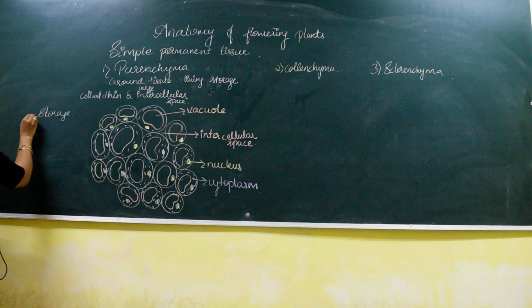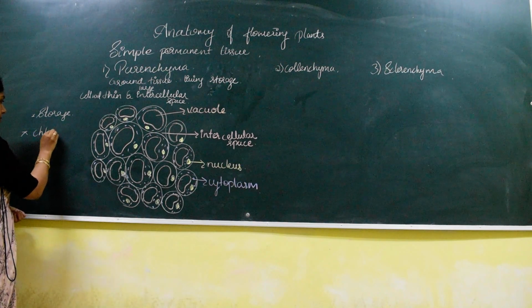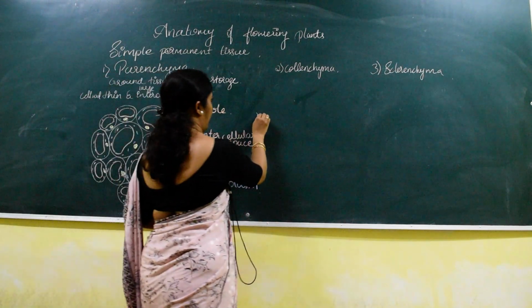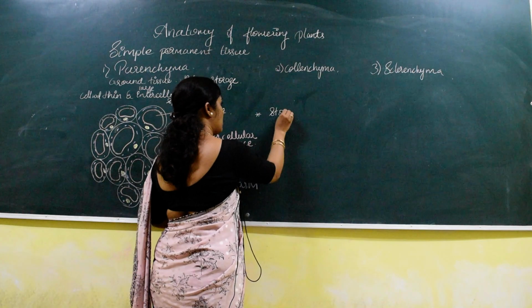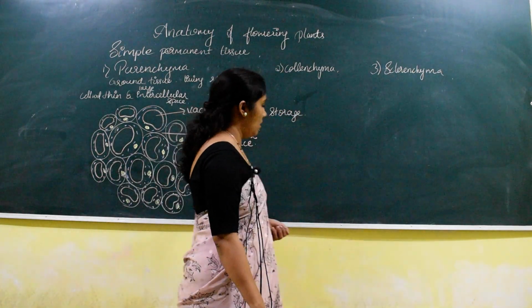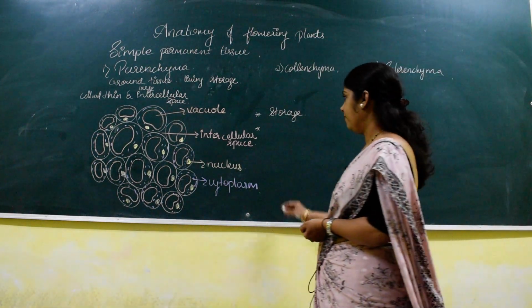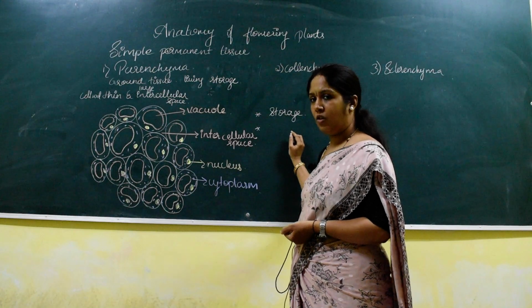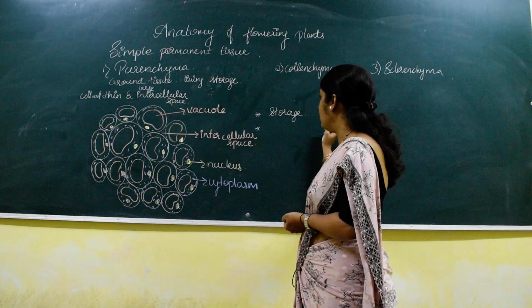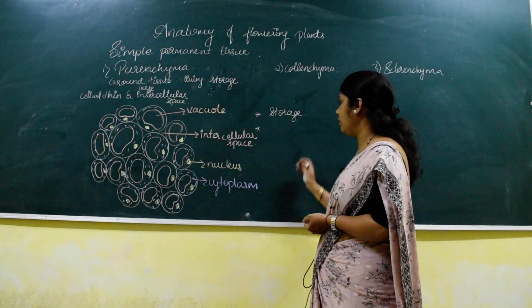Next, the parenchyma which is rich with chloroplast. The main function of the parenchyma, first one, is storage. It is involved in storage of nutrients, and in some it is also involved in the storage of water. That is mainly seen in the aloe vera plant or plants which have a high water content. So those plants contain parenchyma involved in the storage of water.